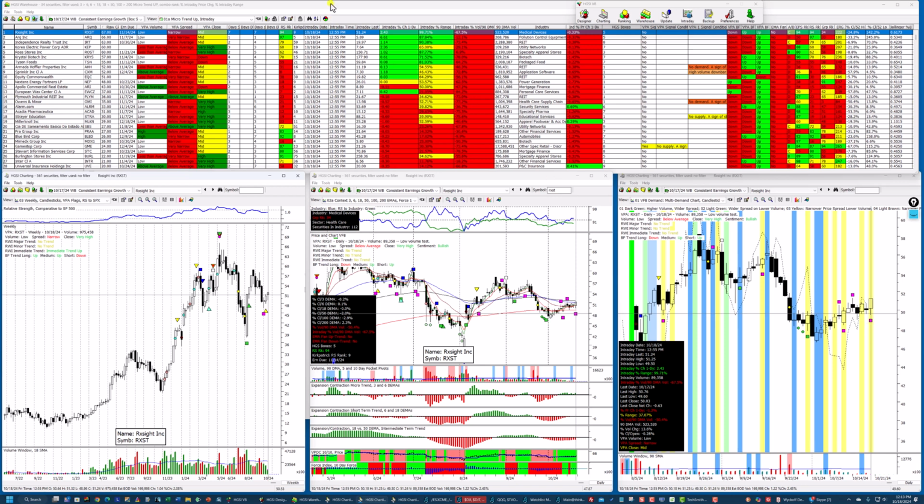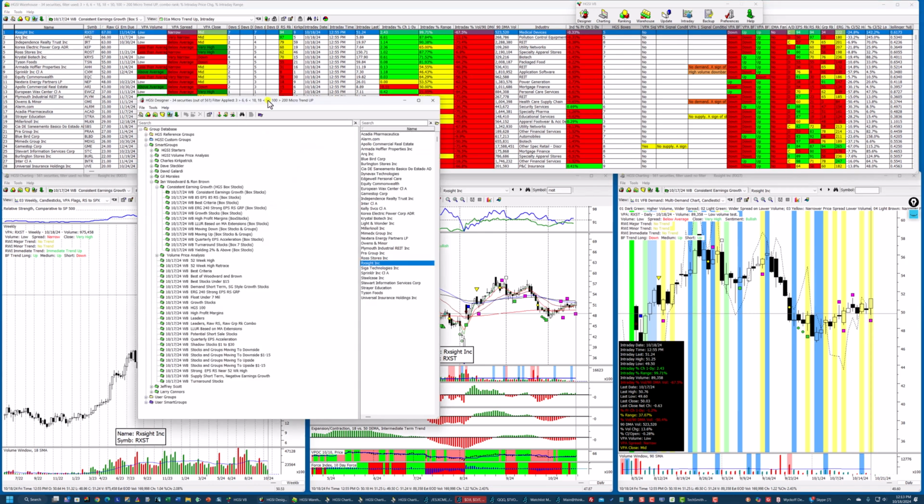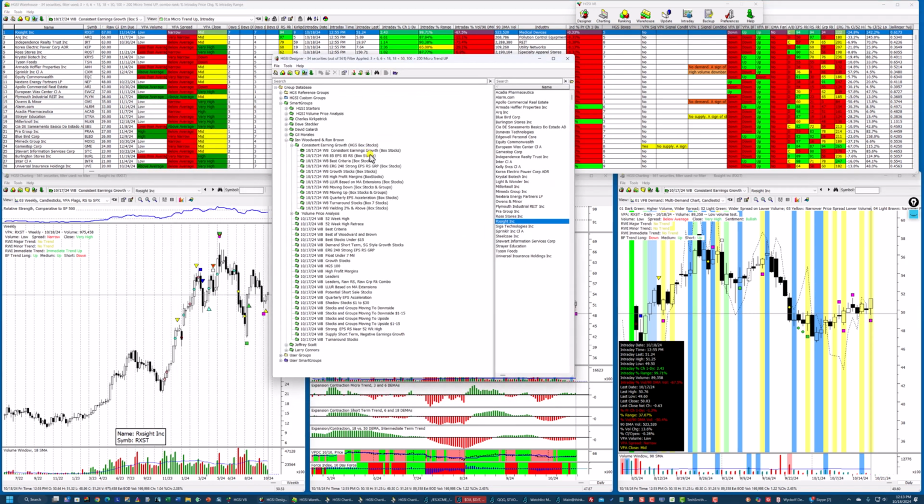Now the smart groups I'm going to be working with, just to cut down the number of stocks, are the consistent earnings growth, or the box stocks. These are stocks that have varying degrees of consistency in their earnings. If you don't know what a box stock is, go to the help menu and search for HGS boxes, and it gives you a breakdown.